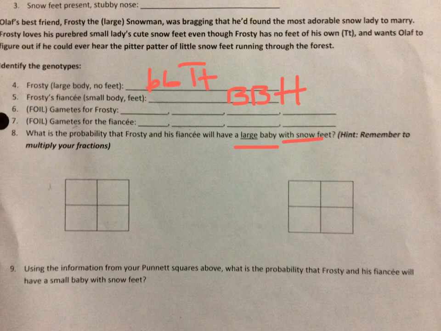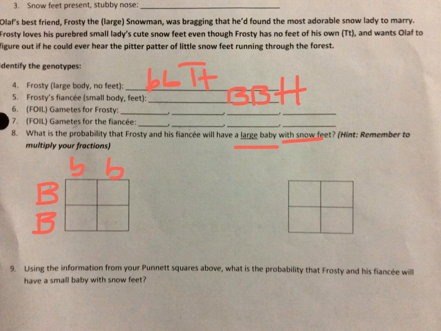And I want to keep like letters with like letters. So I'm going to put Frosty on the top. And I'm going to start with the B's for body size. So lowercase b, lowercase b. Then I have to go to mom. So I got to go to his fiance. She's capital B, capital B. And now I'm going to go set up the other side. And I'm going to do the same thing with the t's. I'm going to give you a second to set that up.